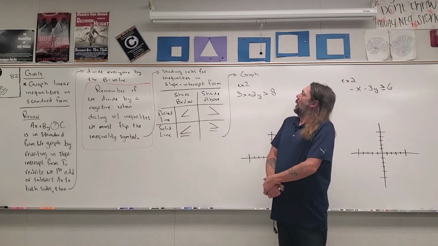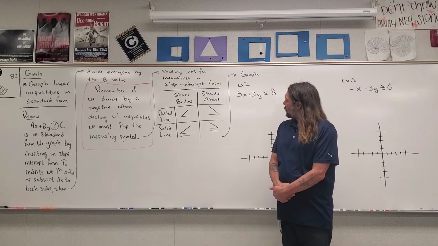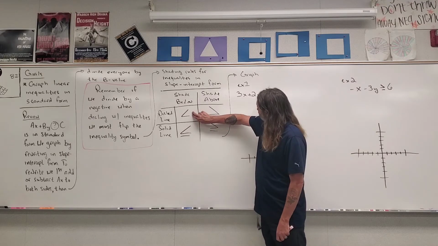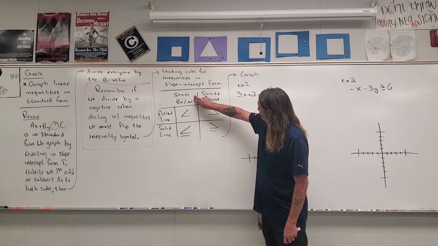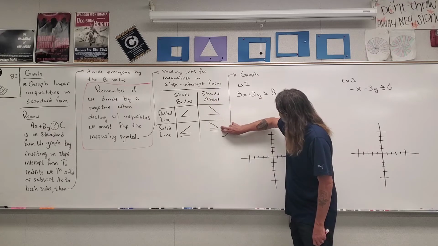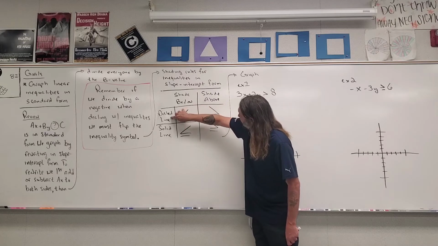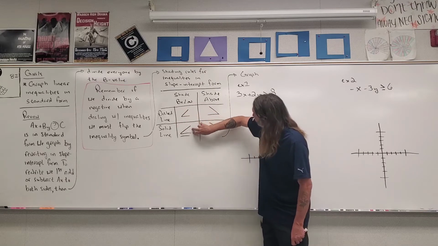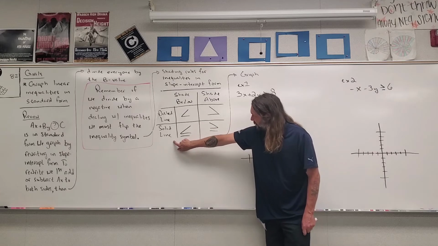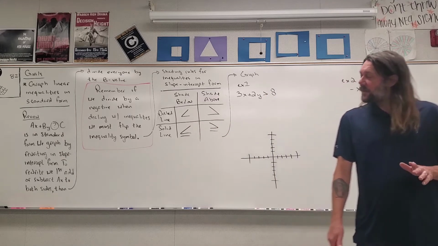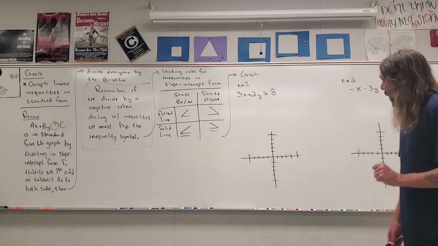All right, so I'd also like to include the shading rules for inequality in slope-intercept form. If I have this symbol or this symbol, I'm going to shade below. If I have this symbol or this symbol, I'm going to shade above. If I have this symbol or this symbol, my line is dashed. And if I have this symbol or this symbol, my line is solid. I have two examples that I'd like to work through, and hopefully you realize it's pretty simple to do.